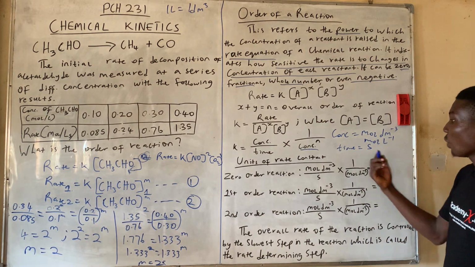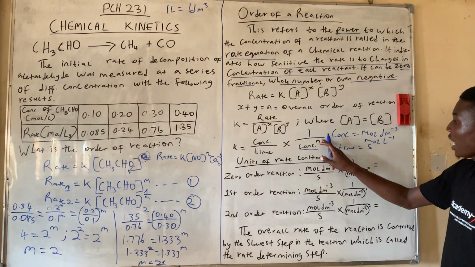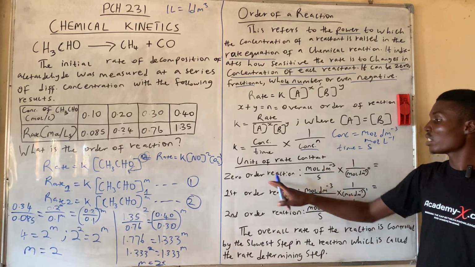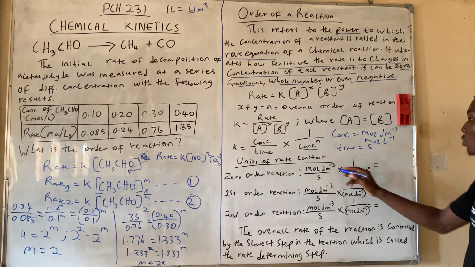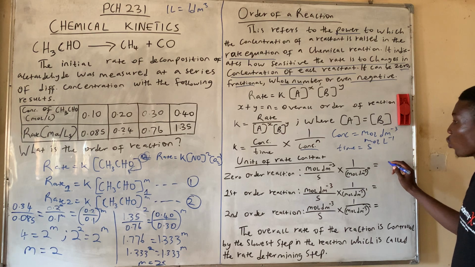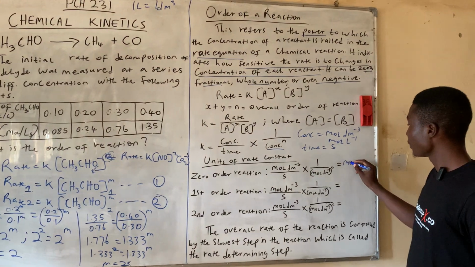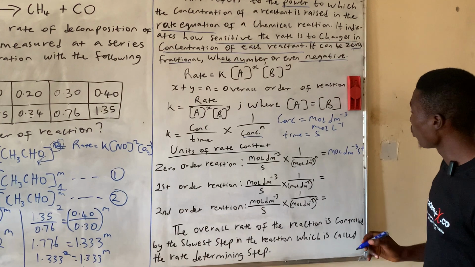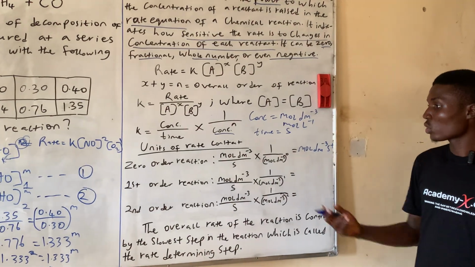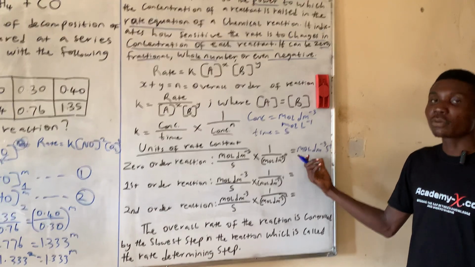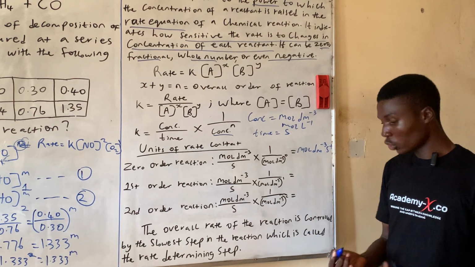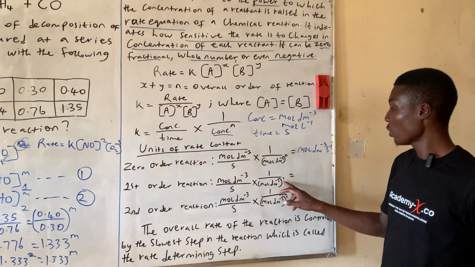in a zero order reaction is now equal to, and why do we use n as 0? Because n is the overall order of reaction. And if the overall order of reaction is 0, it simply means that it's a zero order reaction. So our rate constant is now equal to mole per dm cube per second. So zero order reaction is concentration per time. Then for first order reaction, instead of having 0, you now have 1.